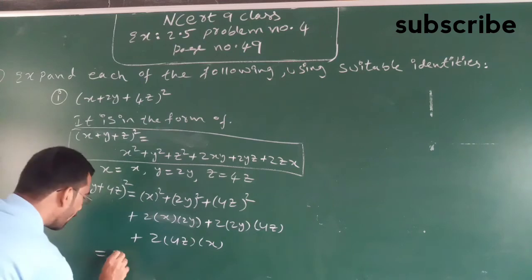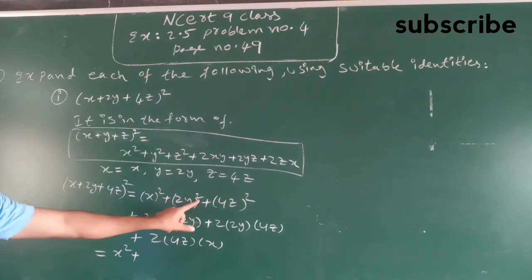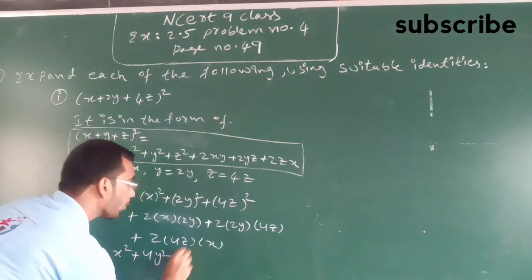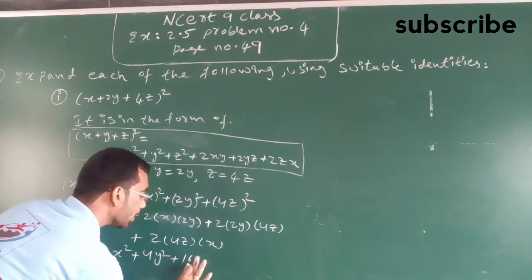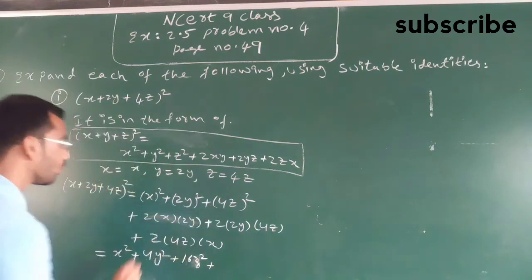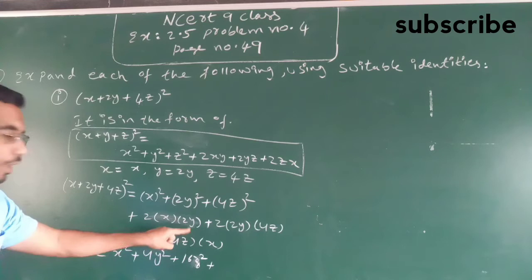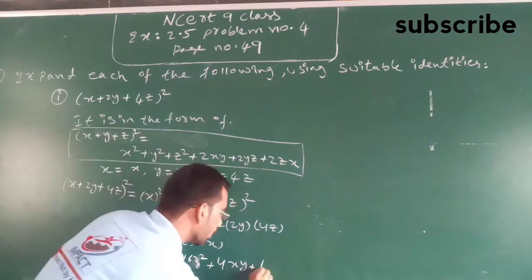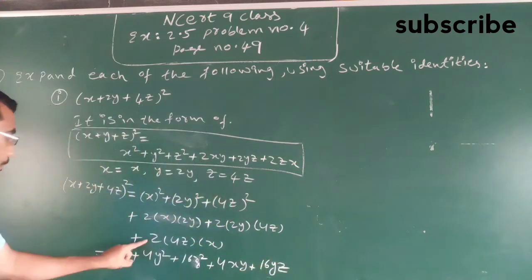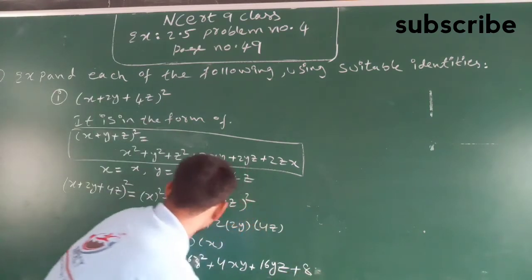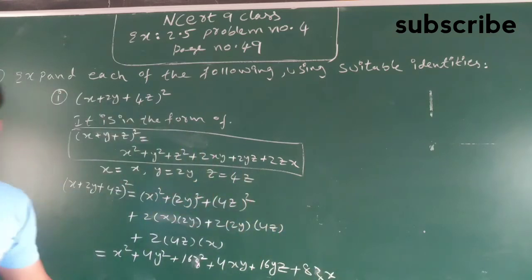x square it will be x square only, plus 2 square is 4, so 4y square. Now 4 square is 16, so 16z square, plus 2 into x, 2x into 2, that is 4xy, plus 2 into 4 is 8, 16yz, plus 2 into 4 is 8, 8zx or xz. This is the answer.